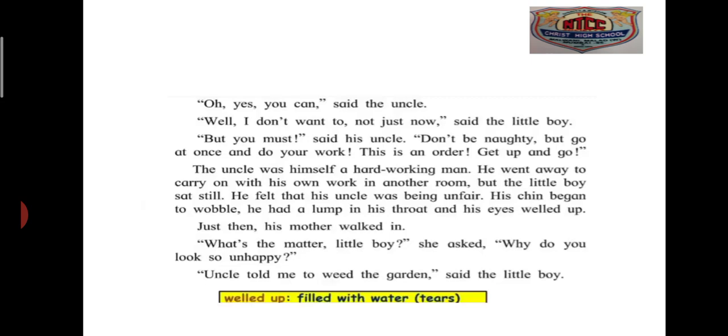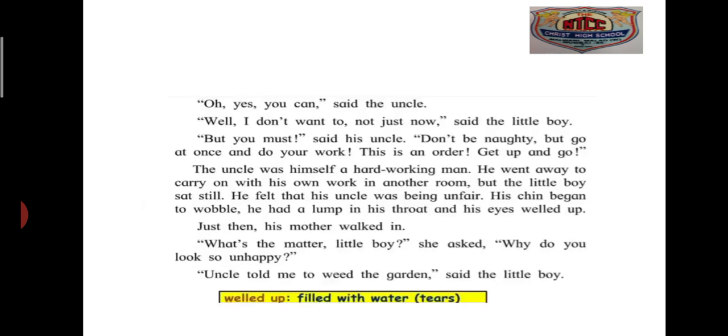So uncle said, "You must do it. Don't be naughty and go at once and do your work. This is an order. So get up right now and go." The uncle was himself a hard-working man. Why was he so strict? Because he believed in hard work. He went away to carry on with his own work in another room.